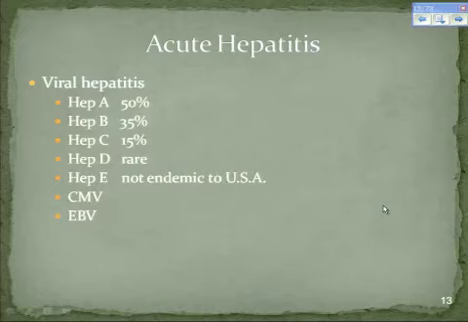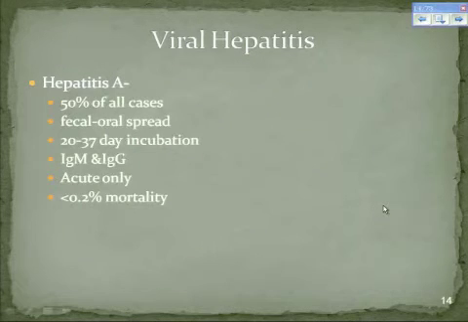CMV infections also can cause viral hepatitis, and Epstein-Barr virus can also cause acute hepatitis. Hepatitis A is 50% of all cases. It's usually from eating contaminated food. Usually it's from oyster beds that have been exposed to sewage, from somebody who has prior hepatitis A.